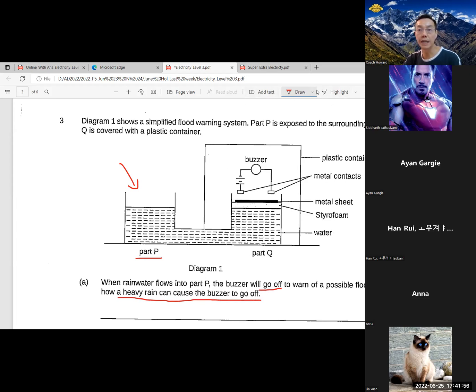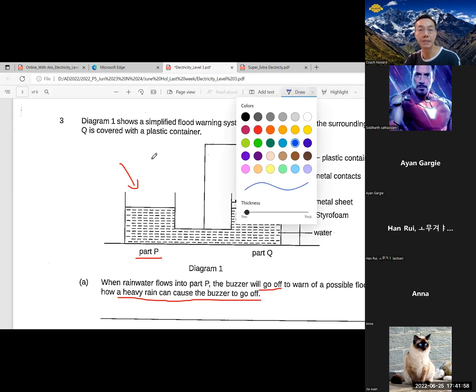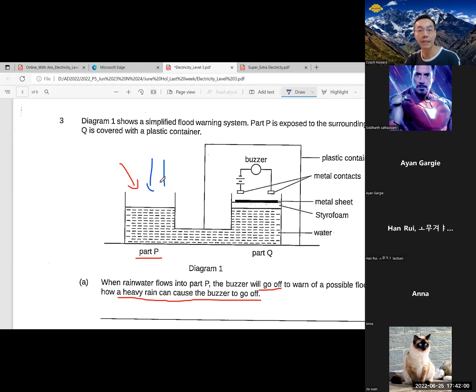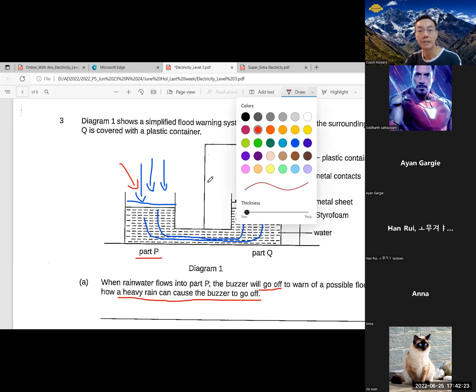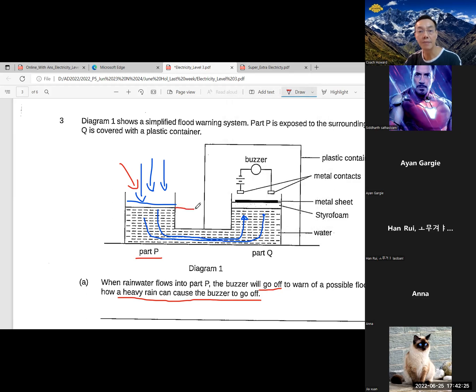So you can annotate this part. Imagine there's heavy rainfall that falls onto this open part. So the water level would increase, because the water from here will flow through there. And one of the properties of water, or liquid, is that it does not have a definite shape. So this water level here and here must be the same level.